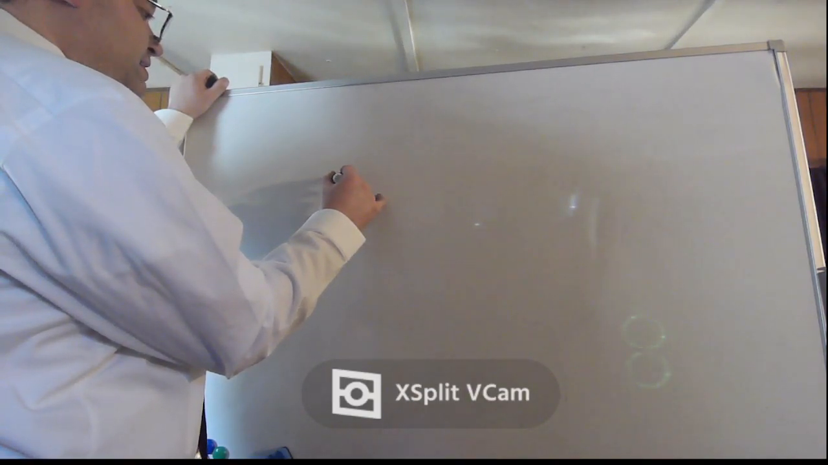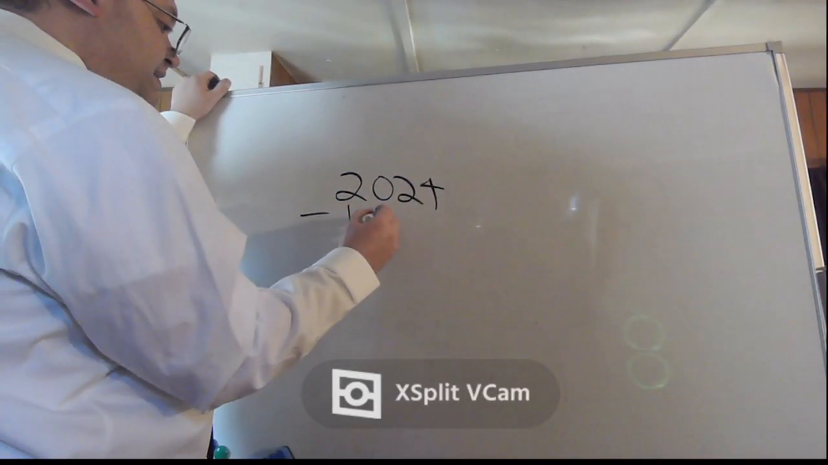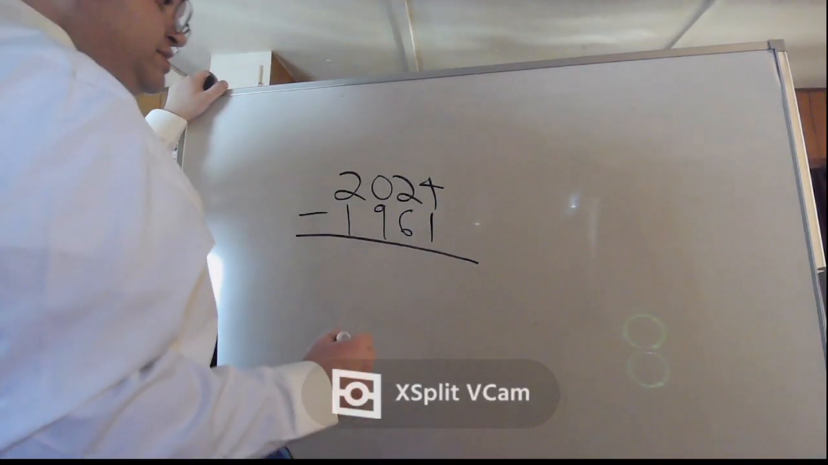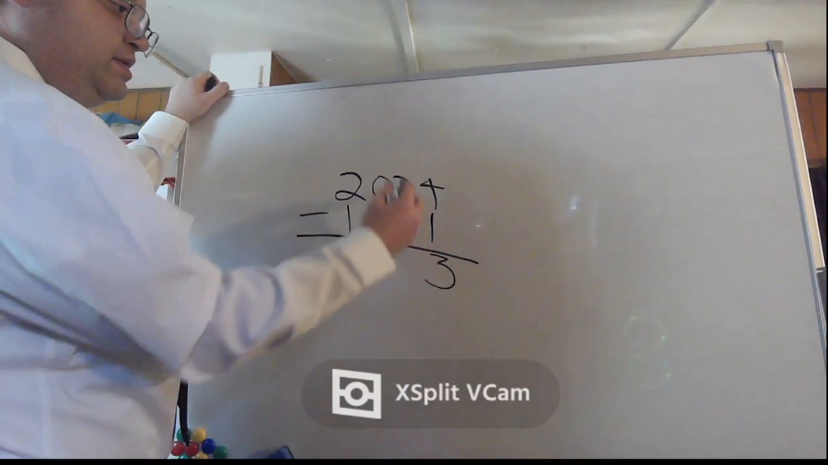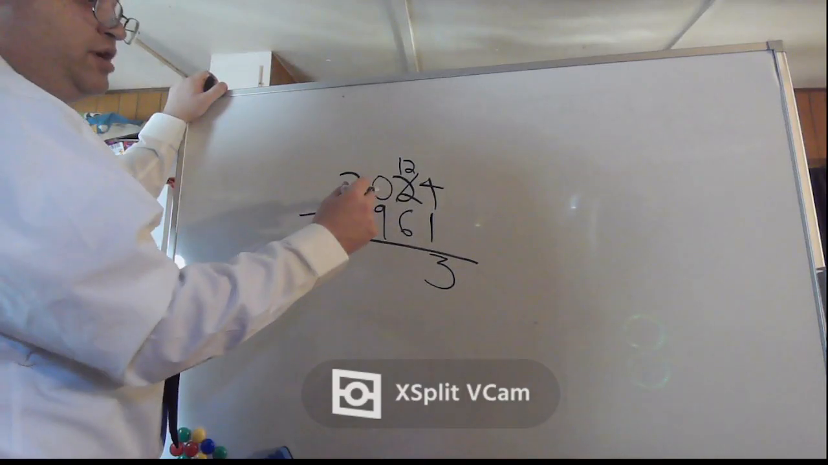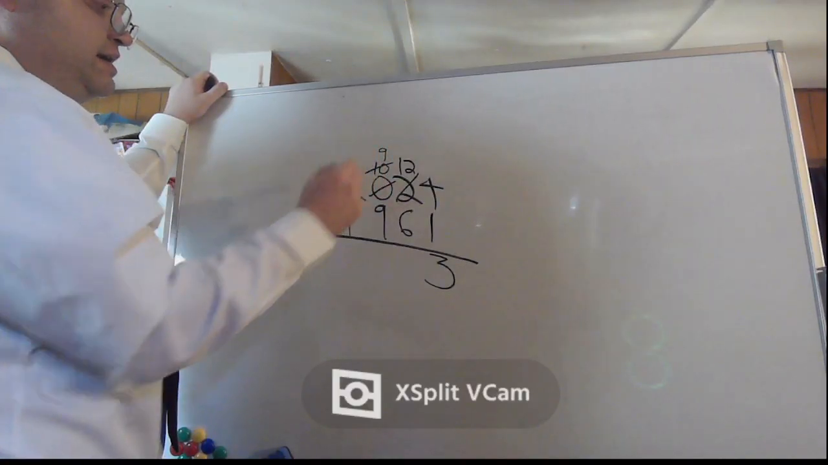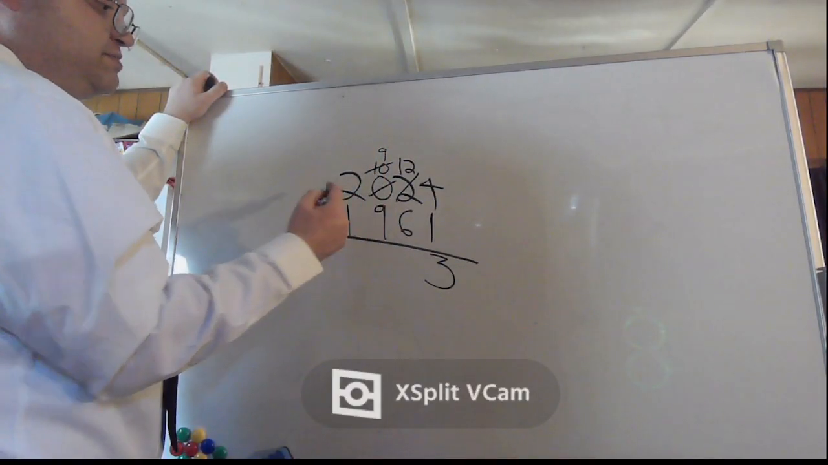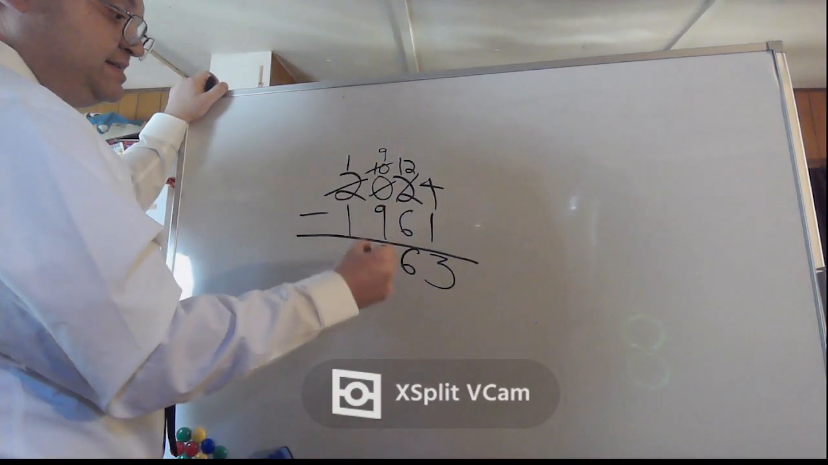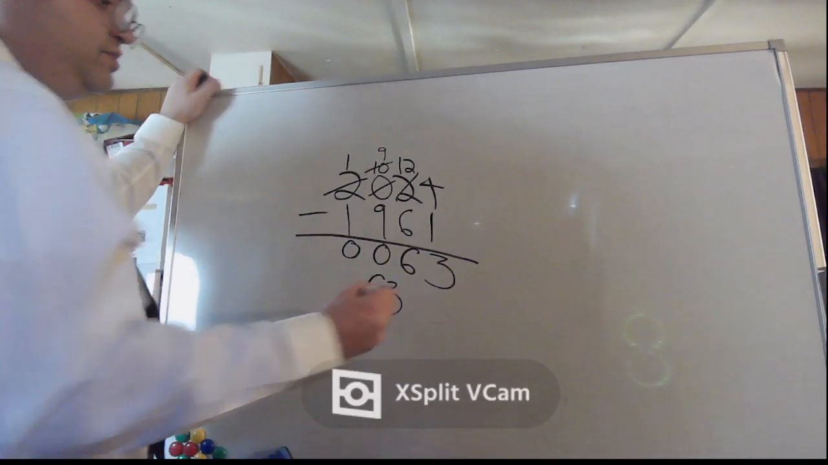So, let's see. It's the year 2024. My dad was born in 1961. That's going to be his current age. So 4 minus 1 is 3. 2 minus 6 doesn't work. That'd have to be 12. Well, we can't borrow from 0, but we can borrow from 10, which we borrow from 10. That makes that a 9. In order for this to have been a 10 in the first place, we'll have to borrow 1 from the 2. So 12 minus 6 is 6. 9 minus 9 is 0. 1 minus 1 is 0. So my dad is currently 63 years old.